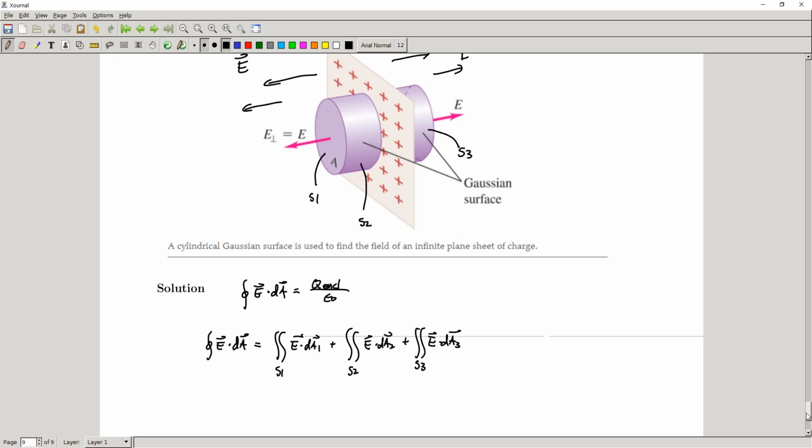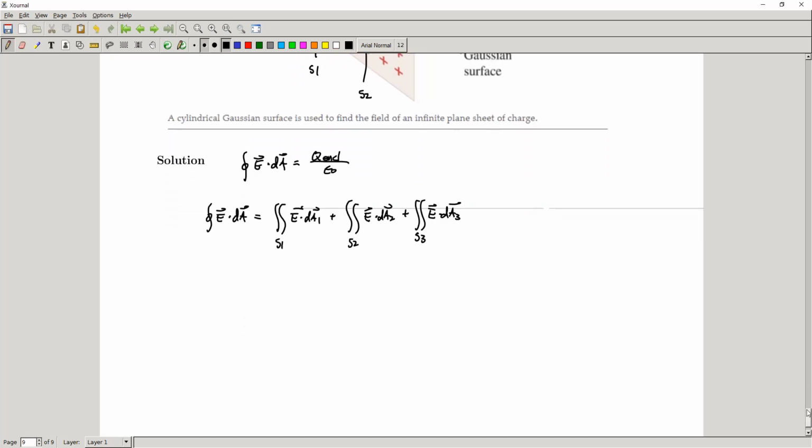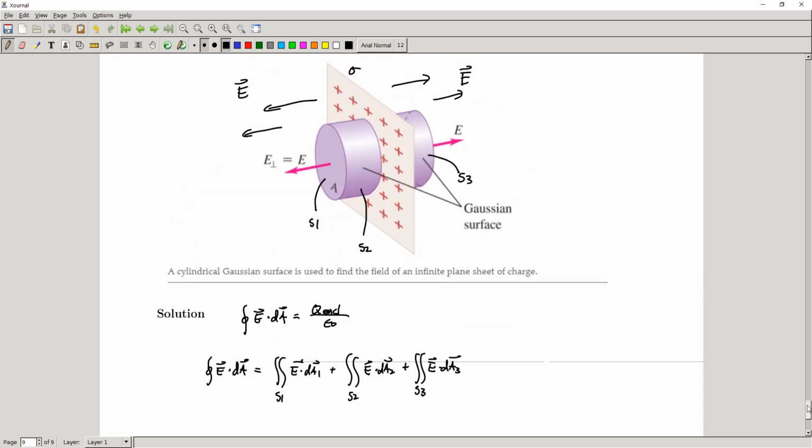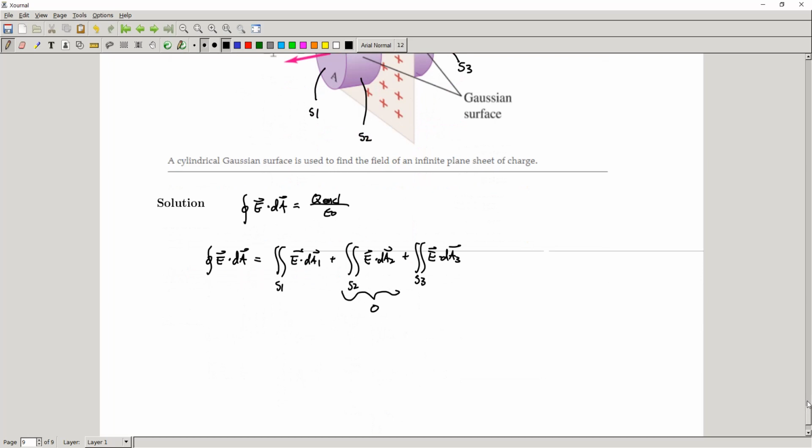We'll keep going with it and hope that it works out. Okay, so what does that mean? Well, this means that our surface 2, with its dAs pointing radially outward, this is going to be dA2, is always going to be perpendicular to E. So in this case, this thing goes to 0 because dA2 is perpendicular to E.